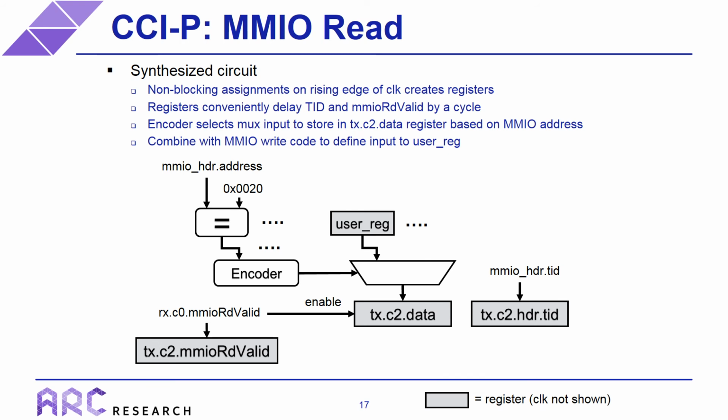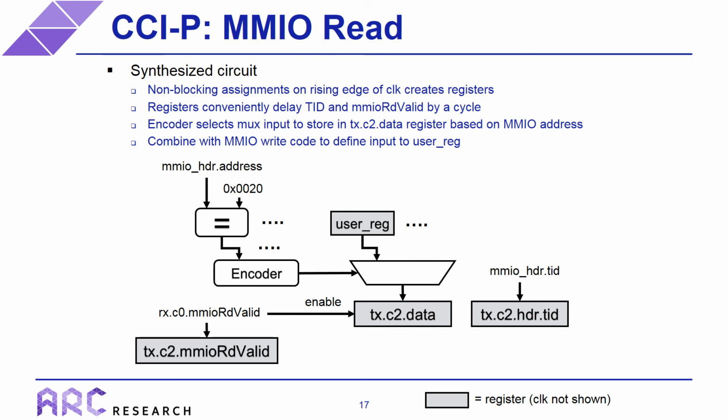So for every non-blocking assignment we have on a rising clock edge, the synthesis tool is going to create a register. We already had one of those registers when we implemented the MMIO write. That was what created this user register. But we have 3 more of these non-blocking assignments now. So we have one for the transaction ID on the transmit port. We have one for the data on the transmit port. And we have one for the MMIO read valid on the transmit port. So those are basically the 3 signals that we need to tell CCI-P that we have responded to the read. And we use registers to do it because we're using that simplified model where we always respond within 1 cycle.